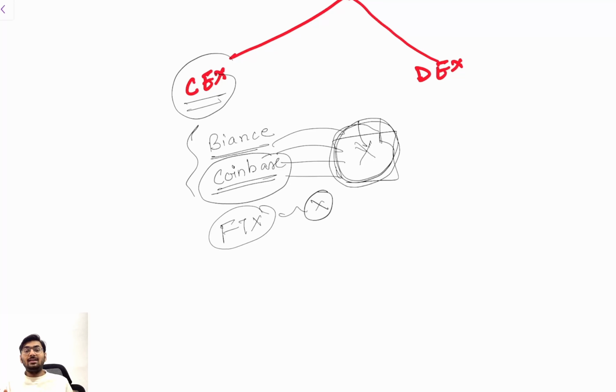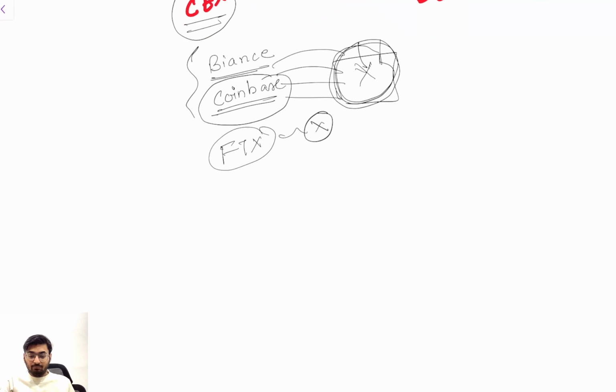Clear? So the real example was this FTX. Just now I said it got collapsed. So what happened in 2021?